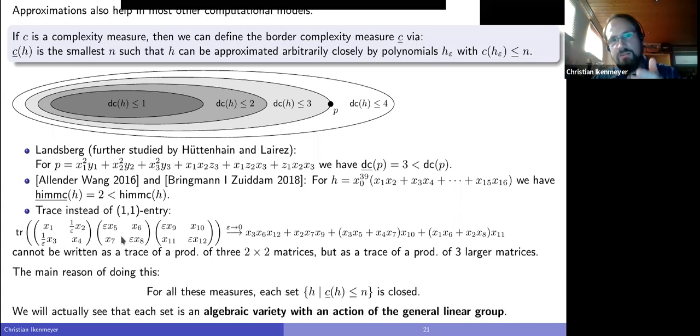But the main reason for doing this, because I mean, we're adding some kind of complication now with these epsilons, but the reason is now that this set is now closed. So the set of polynomials where this border complexity measure is bounded from above by n is now closed. And we will see that it has many more properties than just being closed. It's actually an algebraic variety and it has an action of the general linear group. If you don't do that, you're losing all these properties. So this is why people do close their sets, and why people do define the border complexity measures.